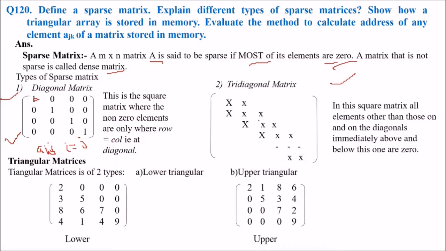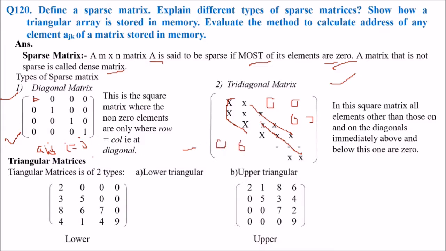This is a tri-diagonal matrix. What it means is, in this square matrix, the only non-zero elements are on the principal diagonal and on the diagonals immediately above and below it. The rest are 0. So this is again a square matrix, and all elements other than those on the diagonals immediately above and below are zeros.